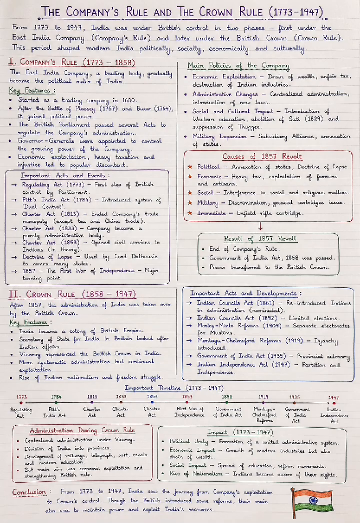First, the Regulating Act of 1773. It laid down the foundation of a central administration in India. Governor of Bengal became the Governor General of Bengal. The first Governor General of Bengal was Lord Warren Hastings. Two subordinate presidencies, Bombay and Madras, also came under Bengal.